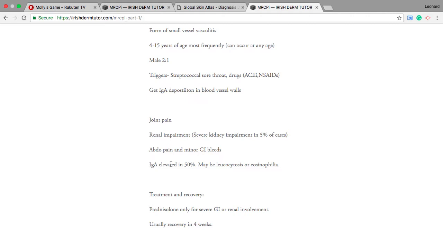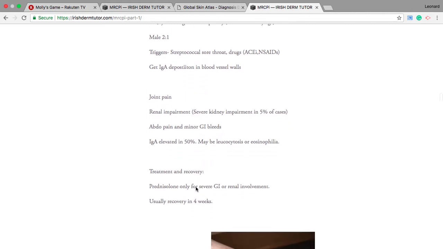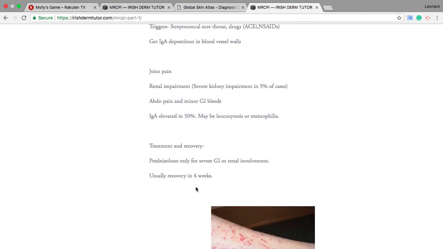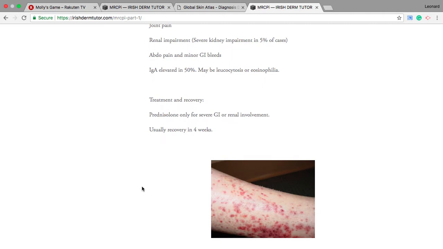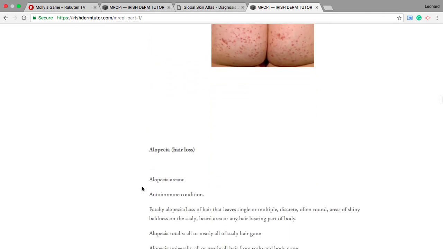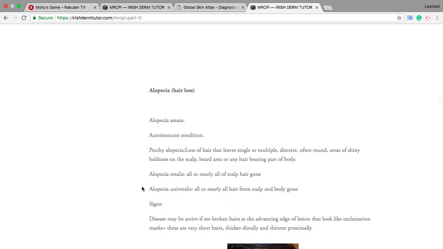Of note, IgA is elevated in 50% of these cases, and they may also get a leukocytosis or eosinophilia. With regards to treatment, you only really give them prednisolone or immunosuppression for severe GI or renal involvement. They tend to recover in about 4 weeks, but as I mentioned before, you really need to watch out for renal impairment. So now I'll move on to alopecia, which basically means hair loss.